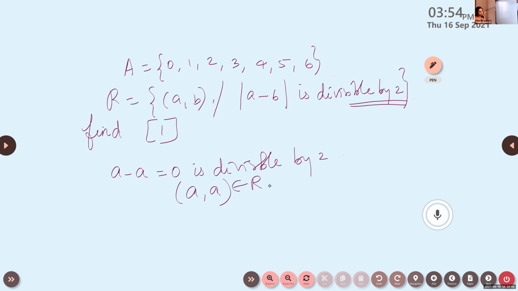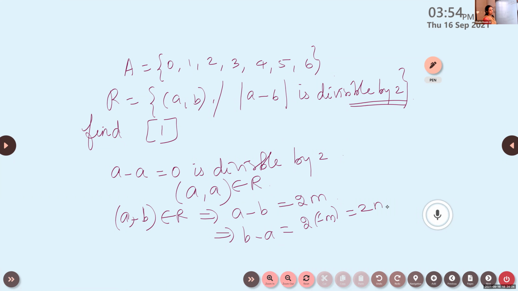Yes or no? Now take the next case. Suppose (a, b) belongs to R. That implies a minus b is 2m. Therefore, what is b minus a? b minus a also can be written as 2 into some integer, 2 into minus m, that is the same as 2n. So a minus b is a multiple of 2 means surely b minus a will also be a multiple of 2. Therefore, (b, a) belongs to R.